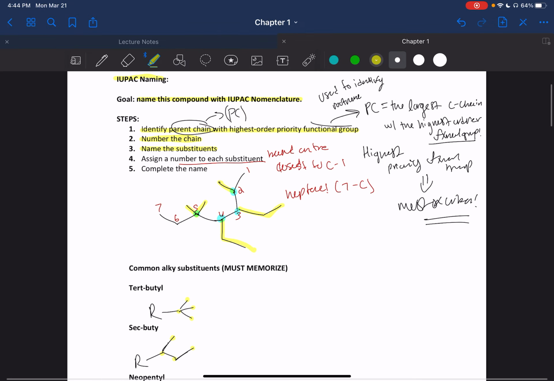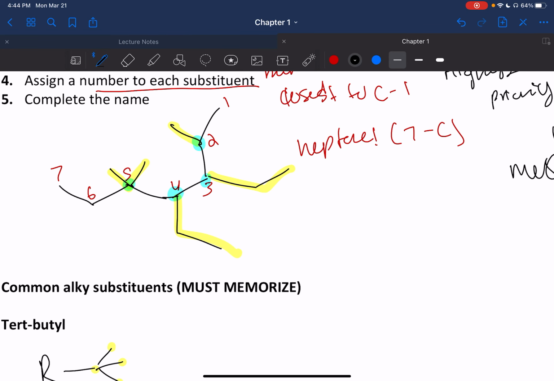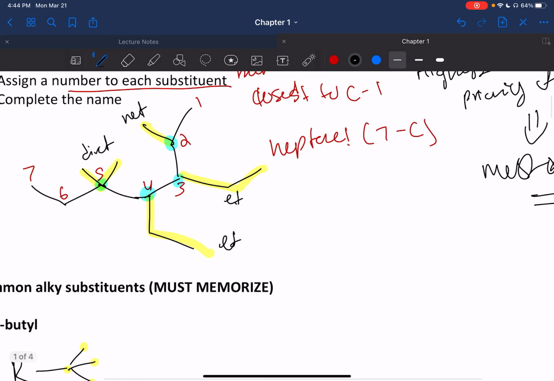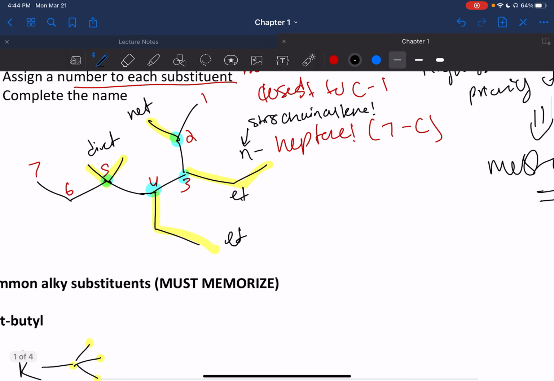All right. So now let's go here and name these substituents. So we have a methyl, an ethyl, dimethyl. Okay, so now let's name this. If this was just a straight chain heptane, this would be n-heptane, and n refers to straight chain alkane. So we have a methyl on carbon 2 and 2 methyls on carbon 5. Then we have an ethyl on carbon 3 and an ethyl on carbon 4.